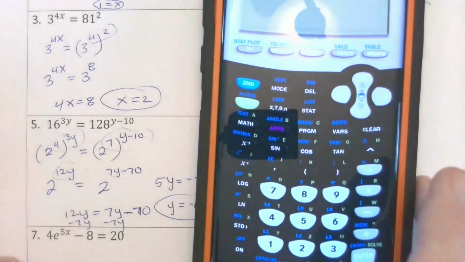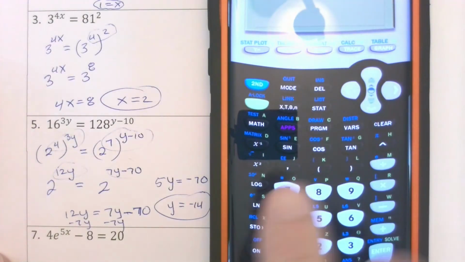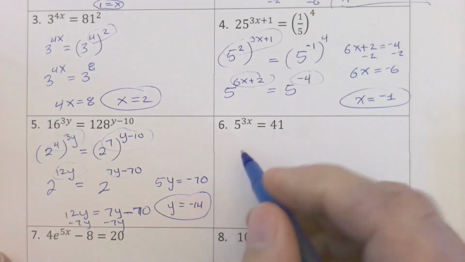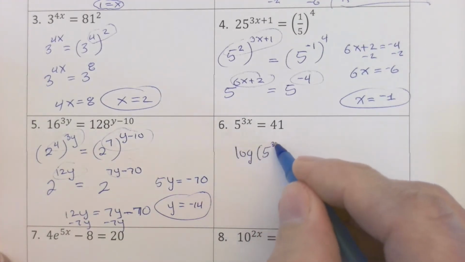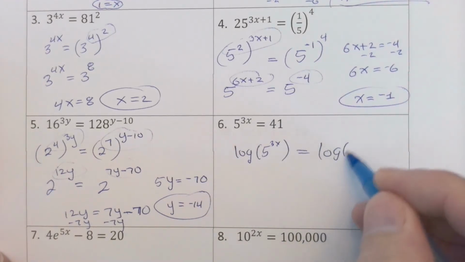2 log buttons. It's got the natural log and it's got the common log. And you're just going to pick one of those. So I'll go with common log. Common log of 5 to the 3x power. Common log of 41. Just take a log on both sides.